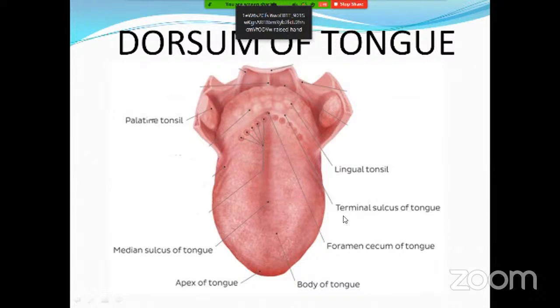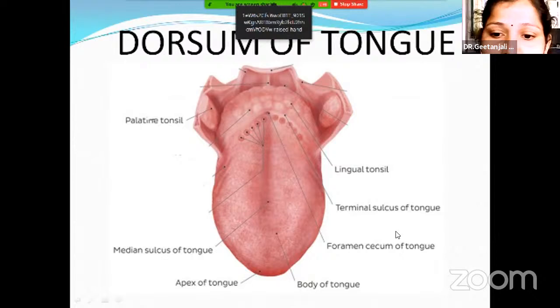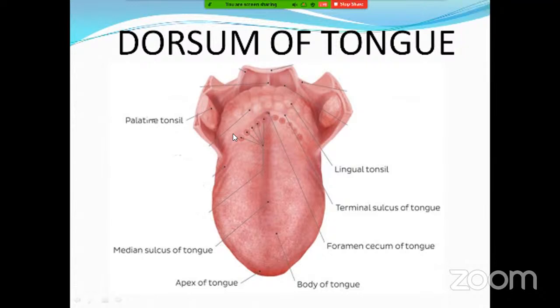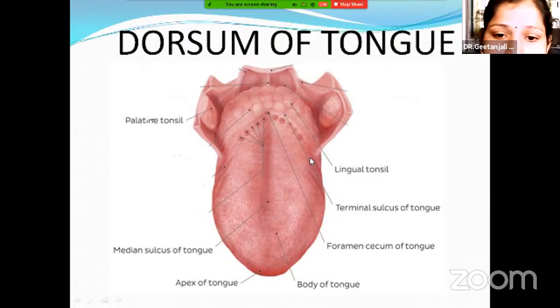The next important structure over the dorsum of the tongue is the terminal sulcus of the tongue, also called the sulcus terminalis. What is the sulcus terminalis? It is nothing but a V-shaped structure. I am moving this arrow along this V-shaped structure in the figure, called the sulcus terminalis or terminal sulcus of the tongue.